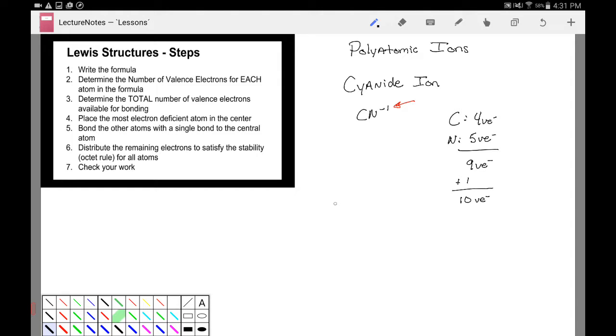To get started drawing the structure, we're going to place our carbon atom and our nitrogen atom, and we're going to connect them by a single covalent bond, which uses up 2 of our electrons from our total of 10, bringing us down to 8 remaining valence electrons.